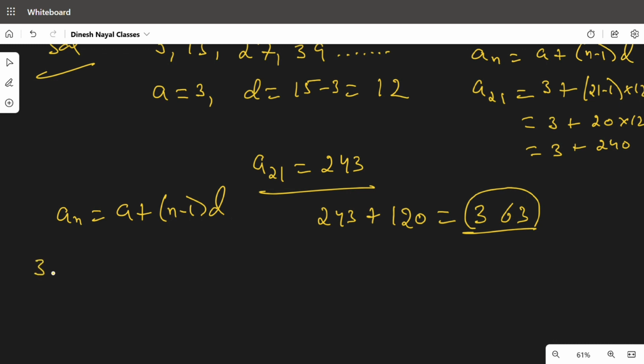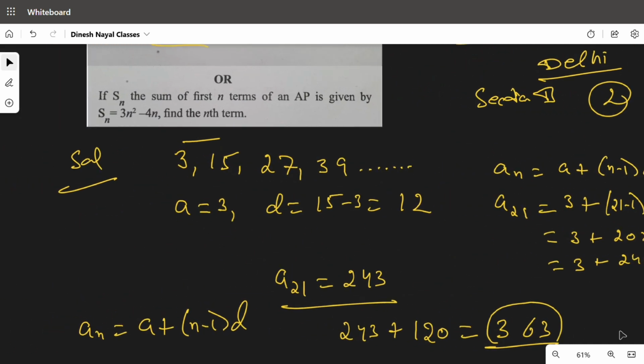And they have given 363. I think you have understood this, because the 21st term is 243, and this one is 120 more, so you just add 120. So this is equal to... what is A? Let's go to the question.